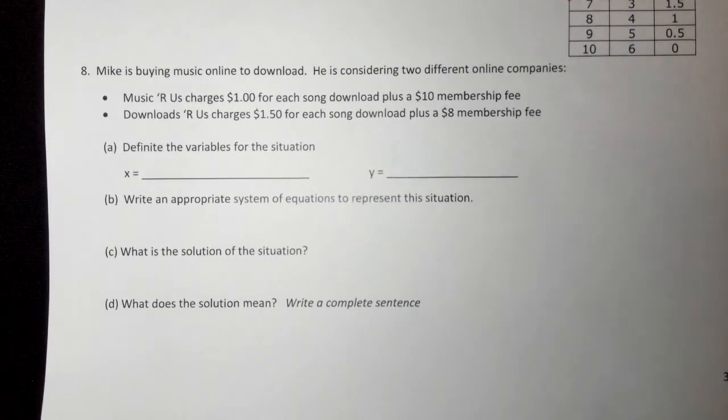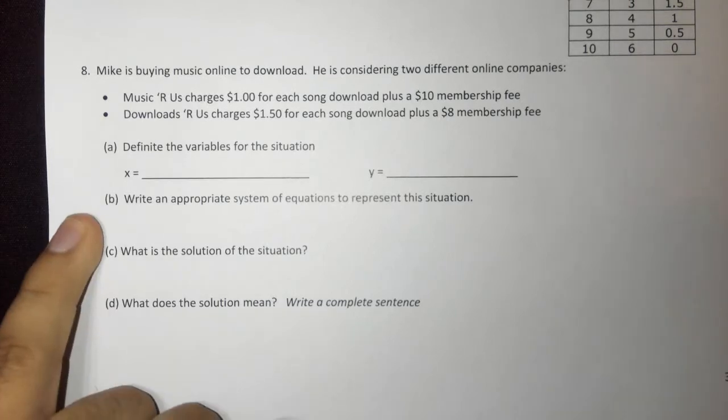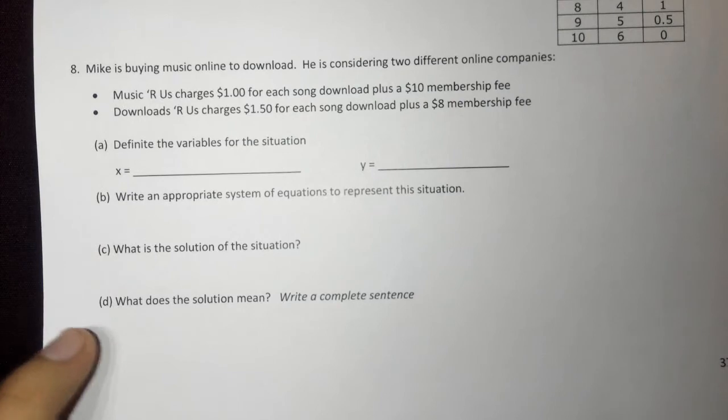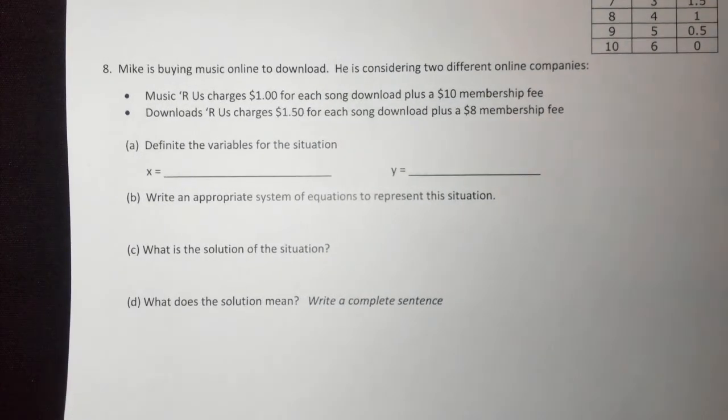Alright, part 8 says, Mike is buying music online to download. He is considering 2 different online companies. Music R Us charges $1 for each song downloaded plus a $10 membership fee. Downloads R Us charges $1.5 for each song downloaded plus an $8 membership fee. Define the variables for the situation. Write the appropriate system. What is the solution to the situation? And what does the solution mean in a complete sentence?